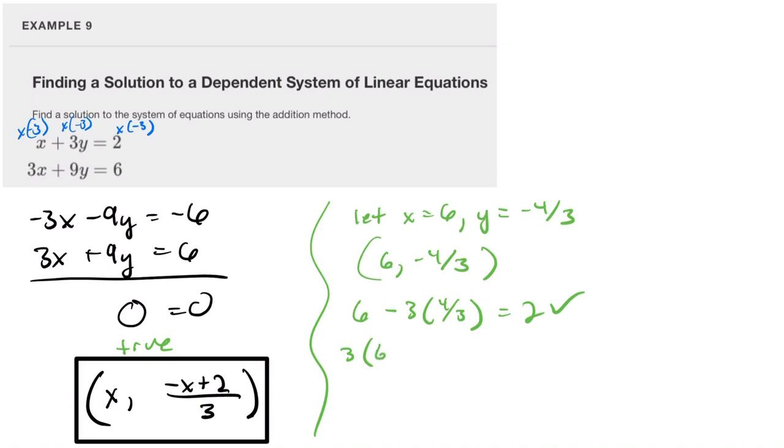3 times 6 plus 9 times -4/3. Well, that's going to be 18 minus 12, which is 6. And that checks out as well, right? You can repeat it for any value of x. You choose your favorite value of x, you find the corresponding y, and then that ordered pair should make both equations true.